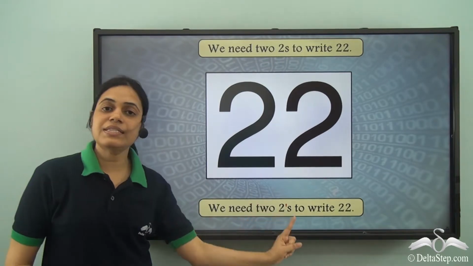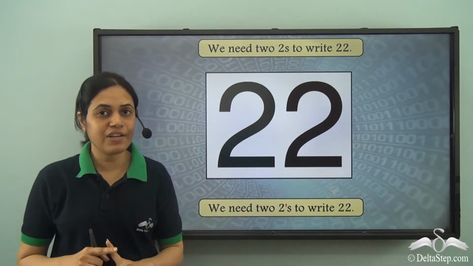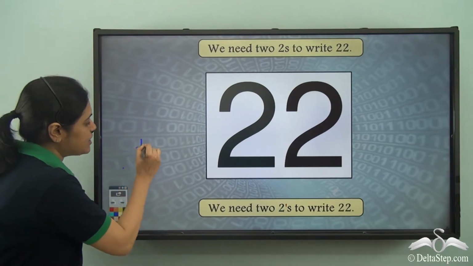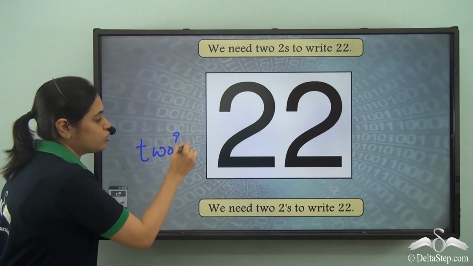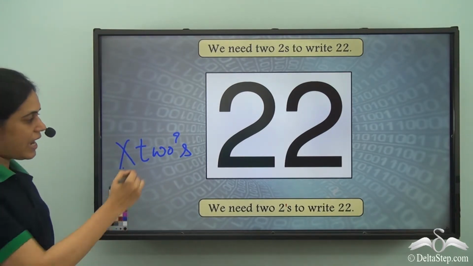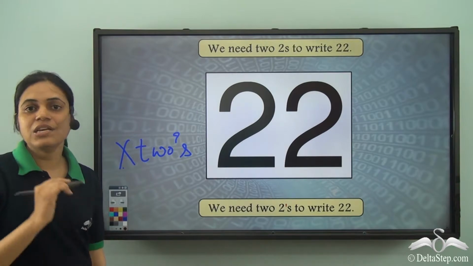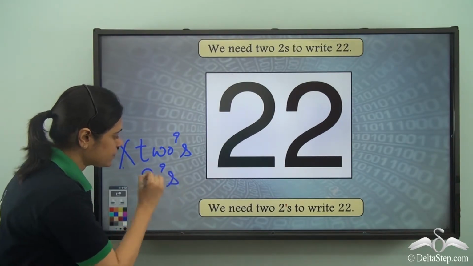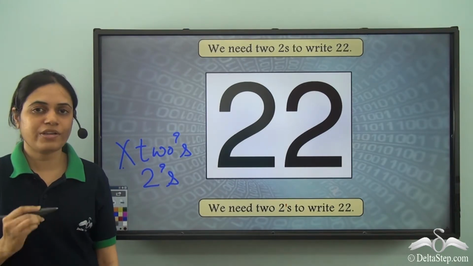Remember, this can be done only when we write the numbers numerically. I cannot write twos with an apostrophe S spelled out. This is incorrect. I can write apostrophe S to indicate plural only when I write numerically.